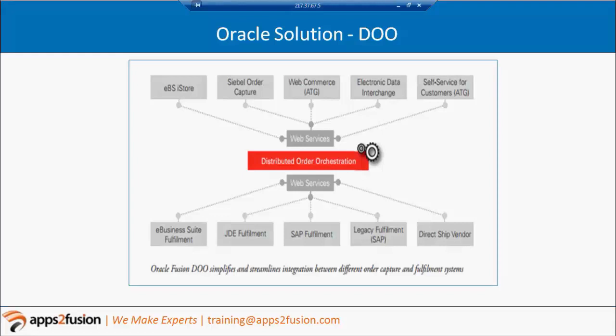So when we have tight coupling between two applications, and a third application comes in, the entire code needs to be written for integrating those three modules. The simplest way is to use an SOA solution. So distributed order orchestration uses the SOA solution for that. Irrespective of what your order capture system is or what your order fulfillment system is, you can use DOO. In short, this acts as an exchange between your order capture systems and the order fulfillment systems, and for the communication we use web services. Earlier in EBS there was something like the SOA gateway through which we connected. So we are using DOO here.